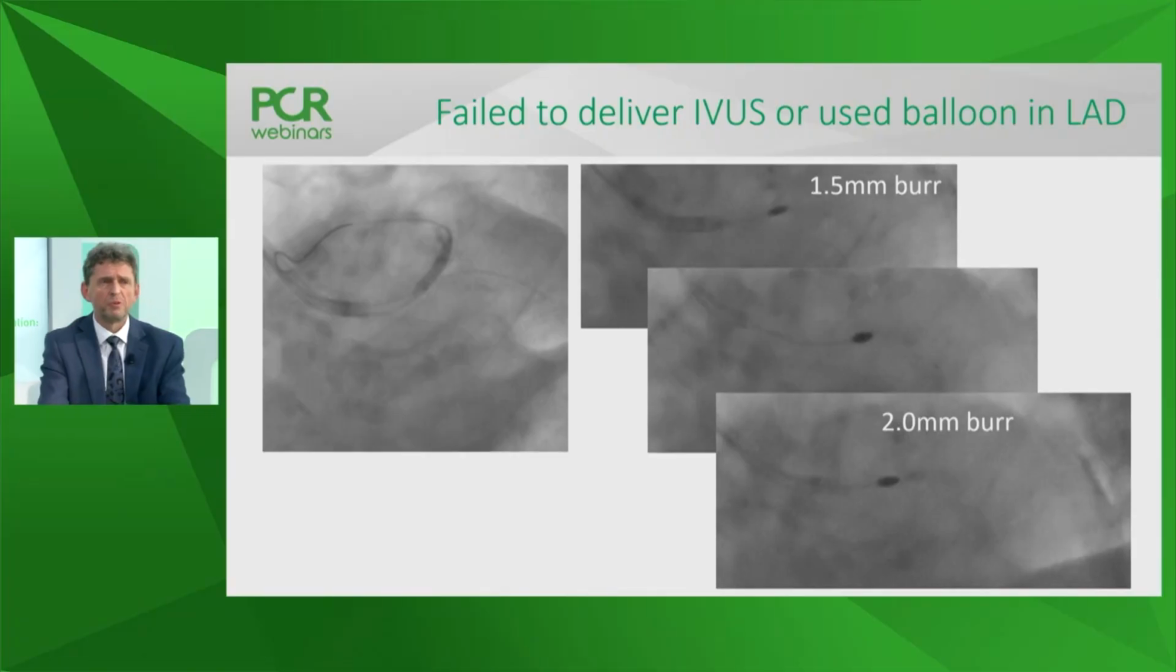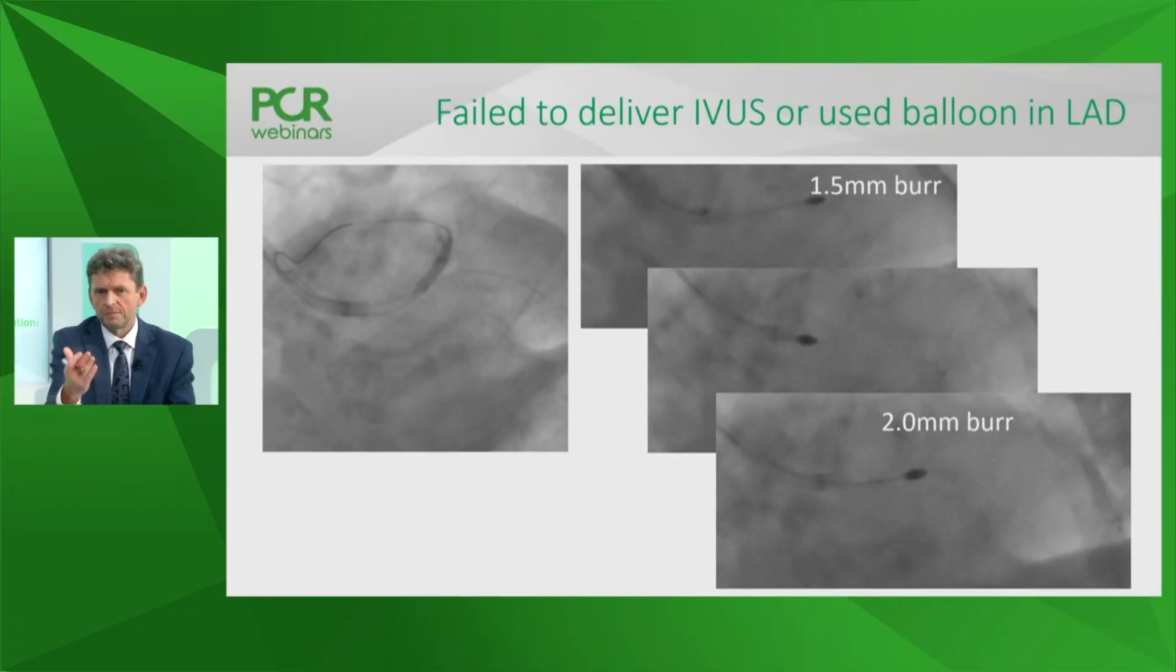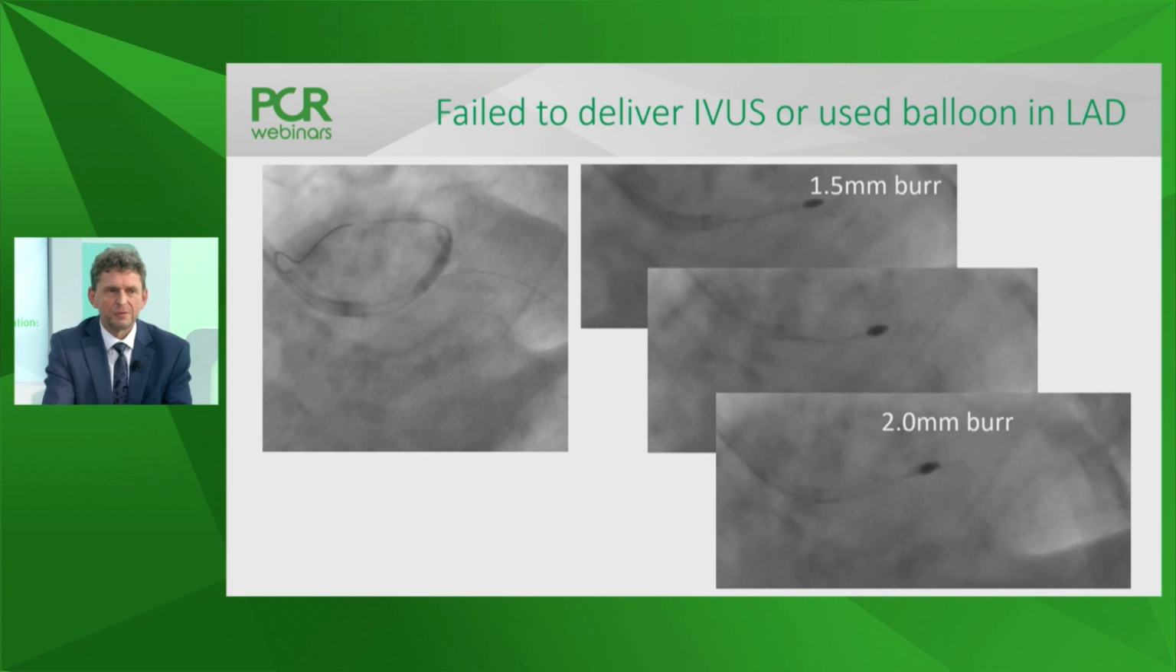But here we could expect that we will use a bigger burr. We see a 2 millimeter balloon was used for better lesion preparation, which is impossible with this size of catheter. Tom, please lead us through the case.